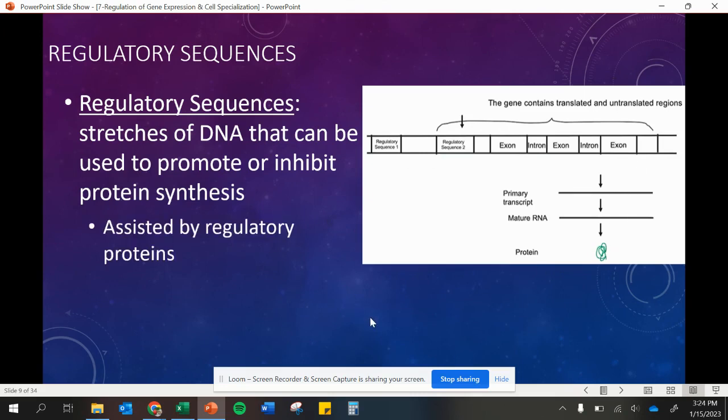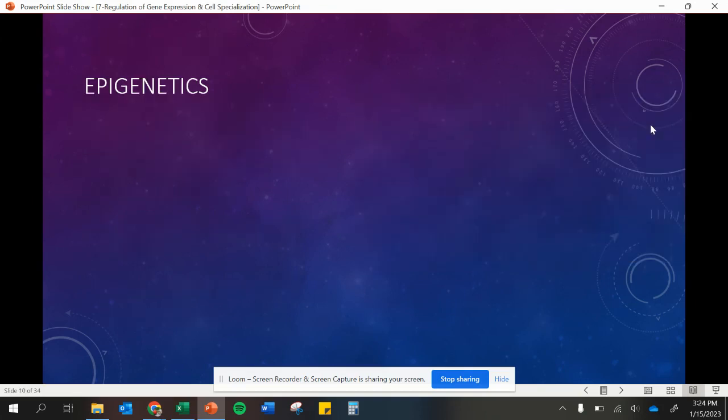We have regulatory proteins that are also going to be involved in this. Those are proteins that bind to different regulatory sequences. Again, we can have ones that inhibit, and they kind of block that RNA polymerase from binding and making the RNA product. Or we can have proteins that help this process. So together, they're all going to control transcription.